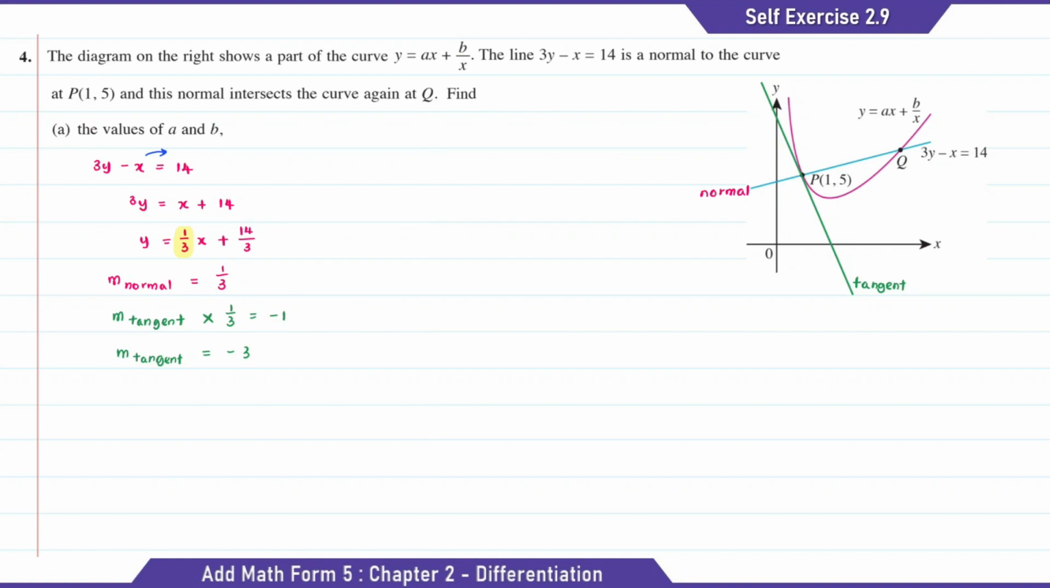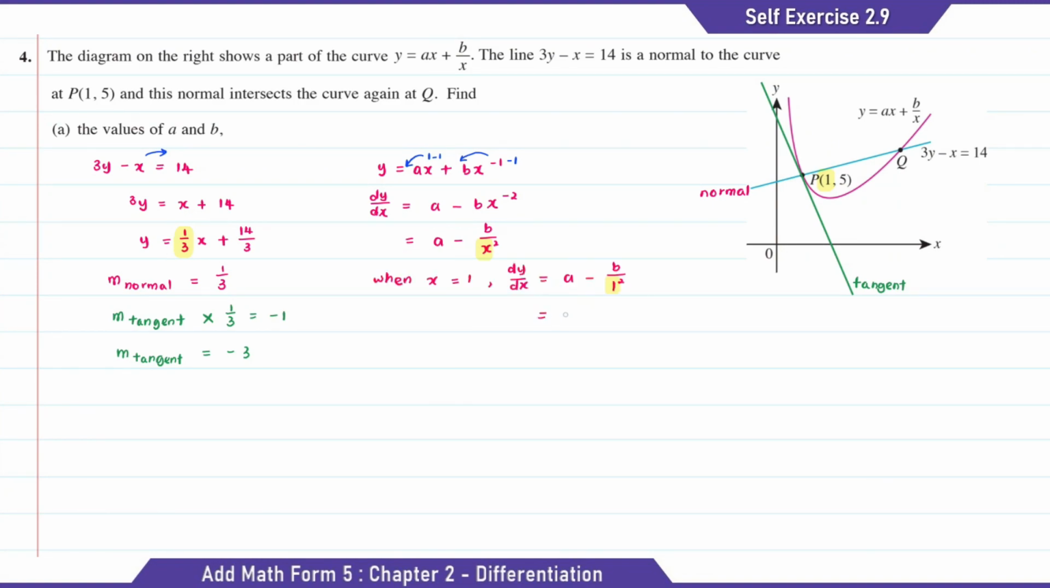So here we can also find the gradient of the tangent through dy/dx. Here we can write the equation of the curve as y equals ax plus bx to the power of negative 1. Then dy/dx equals a minus bx to the power of negative 2. This is the same as a minus b over x squared. To find the gradient of the tangent at point P, substitute the x-coordinate of point P, 1, into dy/dx.